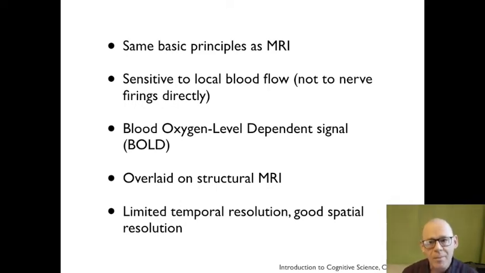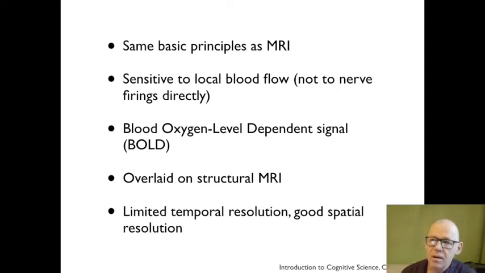Specifically, where MRI uses hydrogen ions as the basis for generating an image, functional magnetic resonance imaging uses the oxygen level of the blood. So it is a signal which is dependent on blood flow. It's called the blood oxygen level dependent signal, or BOLD signal. And the idea here is that we might create experimental conditions, contrasting experimental conditions, and look at how blood flow differs in one condition compared to the other.